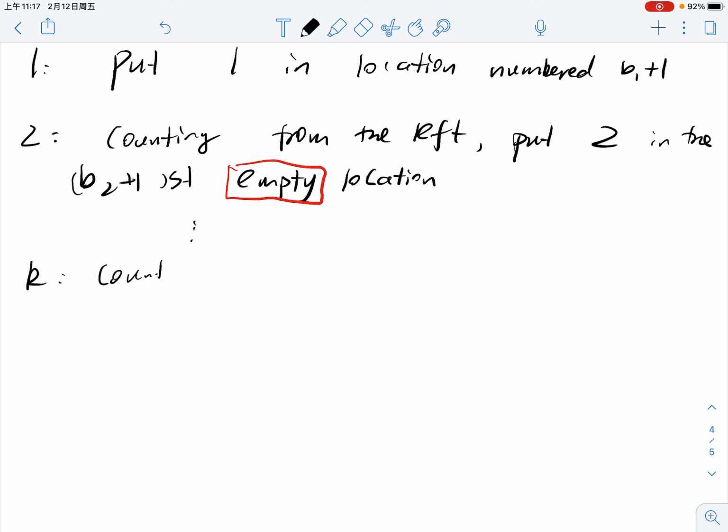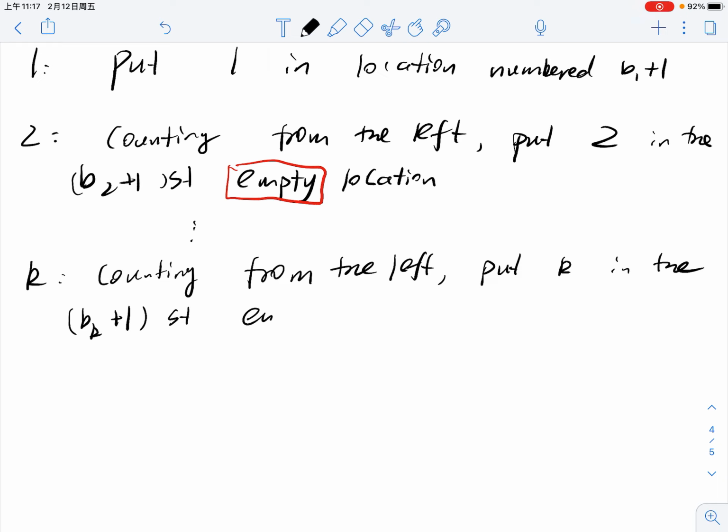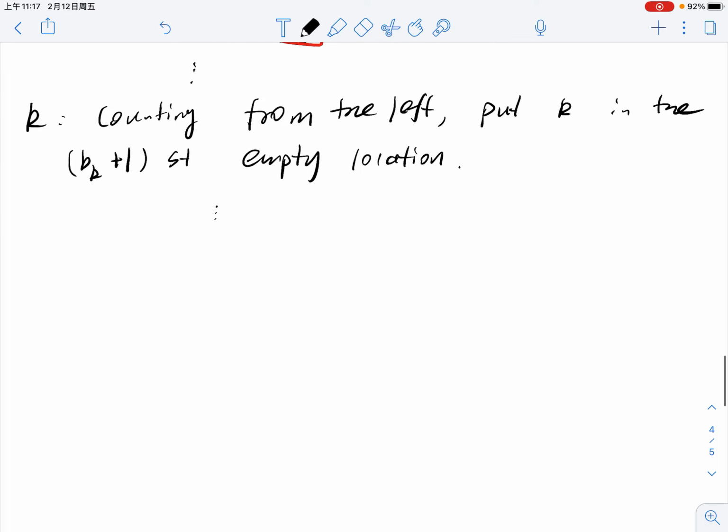So counting from the left, put k in the bk plus 1st empty location. And for n, because bn is 0, you just put n in the last empty location.